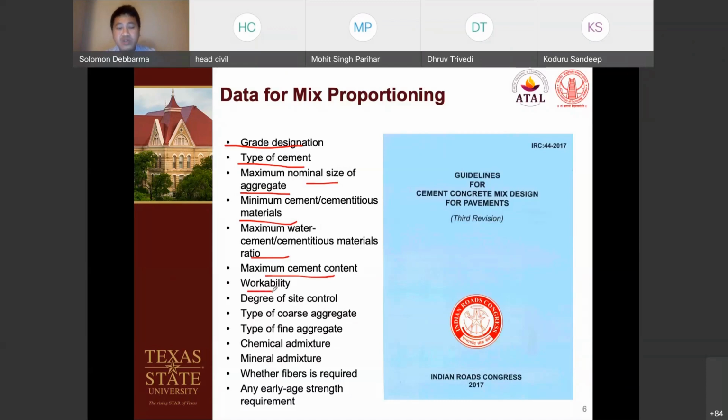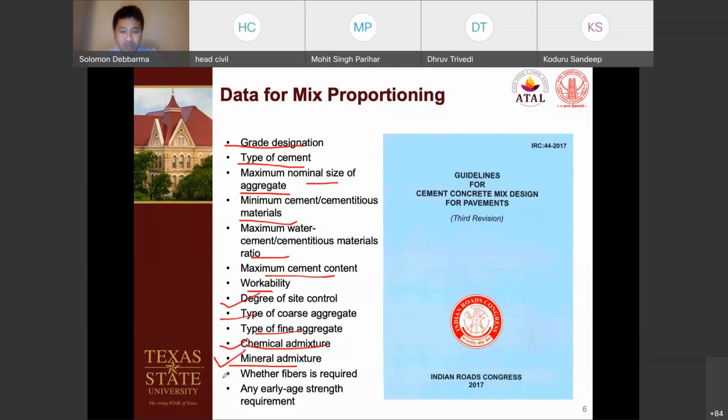And yes, the workability is also important. We do not want to have a stiff mix, or we do not want to have a too high slump mix. And also the degree of site control, the type of coarse aggregate, fine aggregates, and the chemical admixtures. So usually, the concrete pavement mix tends to be a little bit stiff. So to improve the workability, sometimes you may need to use the chemical admixtures. And nowadays, there is a huge concern about bringing sustainability. So in such a case, sometimes we may need to use mineral admixtures, right?